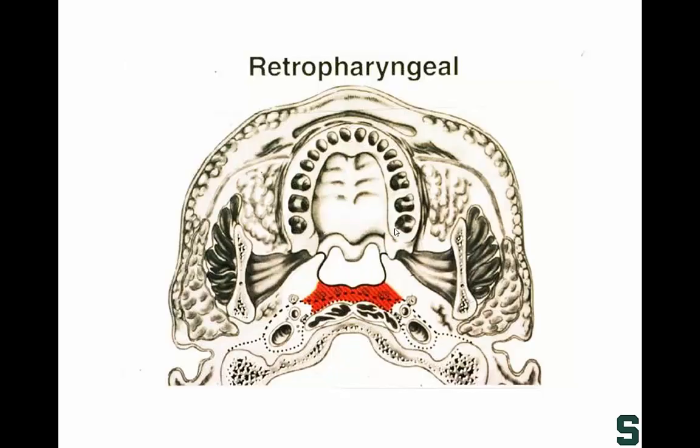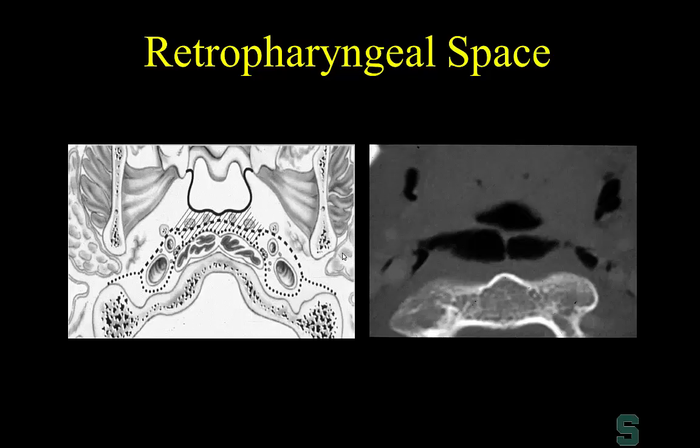Okay, so the next space that we'll talk about is the retropharyngeal space. Now, it's pretty simple. We just talked about the visceral space, and the other name for the visceral space is essentially the pharynx. So what do you call the space that's located behind the pharynx? Well, that's why it's called the retropharyngeal space.